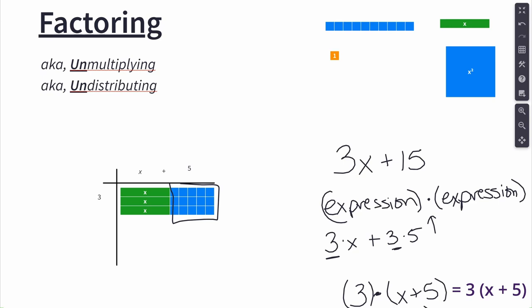And what happened was that this 3 was really common to both. The language we sometimes use to talk about this is that we pulled out the 3. The official language is that we factored out the 3. And we were left then with the x plus the 5. And if we redistribute, we would get 3 times x plus 3 times 5, or 15.